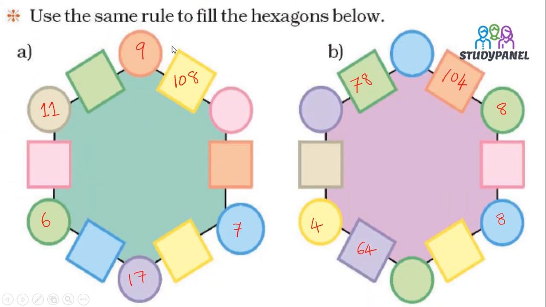Use the same rule to fill the hexagons below. See, here we are having 2 hexagons. We have to fill these hexagons using our previous rule. What we have seen कि अगर ये दोनों नंबर को मल्टीप्लाई करेंगे तो हमारा ये वाला बॉक्स आ जाएगा. पहले देखो, इसमें कुछ मल्टीप्लिकेशन हो सकता है कि आपको टेबल्स ना आते हो तो थोड़ा टफ हो, लेकिन पहले उन्हीं नंबर को मल्टीप्लाई करो जो आपको आता है.